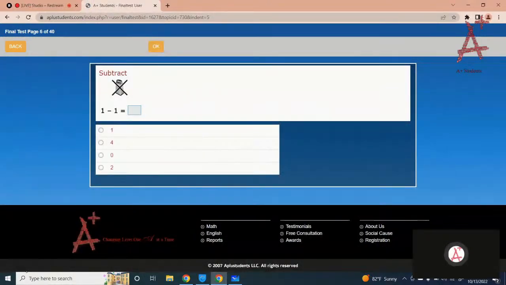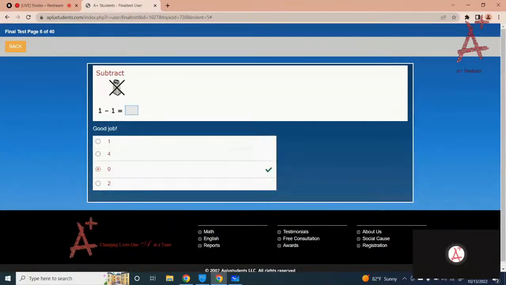Okay, 1 take away 1. You have just one picture and it's crossed out. That means 1 take away 1 and you are left with 0. 1 take away 1 is 0. Got it? So select the correct option and click on the OK button.